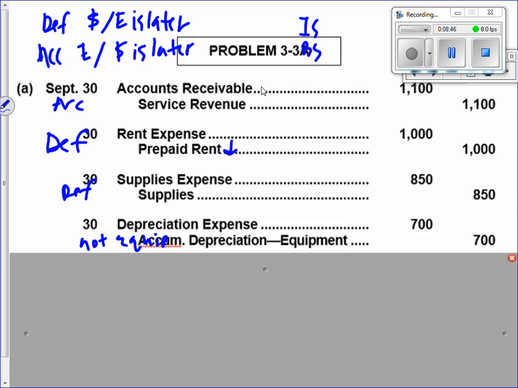Notes payable stays the same. AP stays the same. What happened with salaries and wages payable? Why do all of a sudden I owe my employees? I should go back to this one, sorry. Let's go back to depreciation expense.